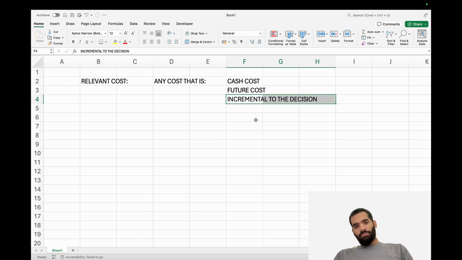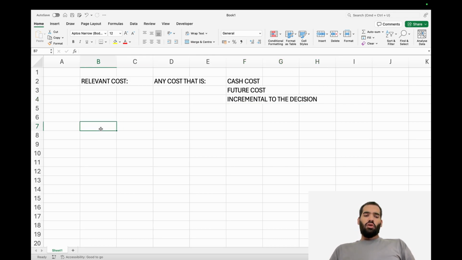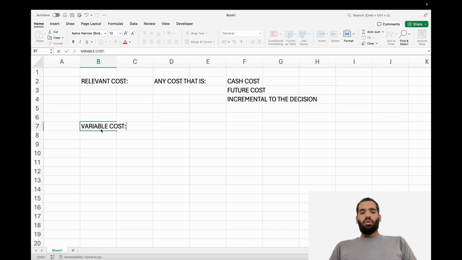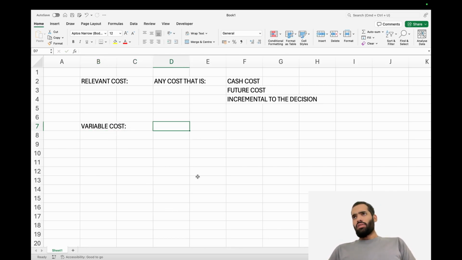Now let me try to make it a little bit easier for you. We already talked about variable costs and fixed costs, so I'm going to put this into that framework so it's easier to understand. First, let's talk about variable cost. We know that variable cost is any cost that happens for every unit you produce, so it follows the level of production.